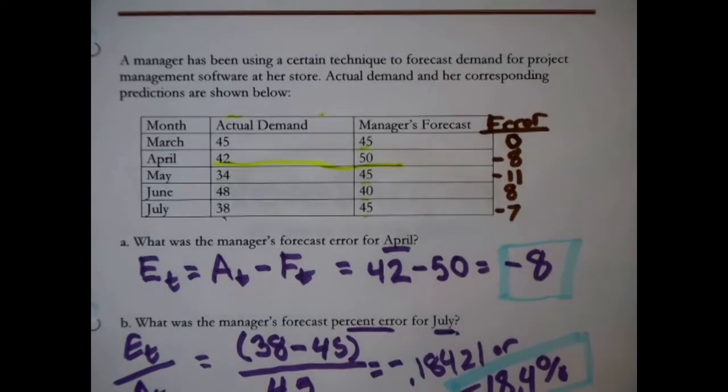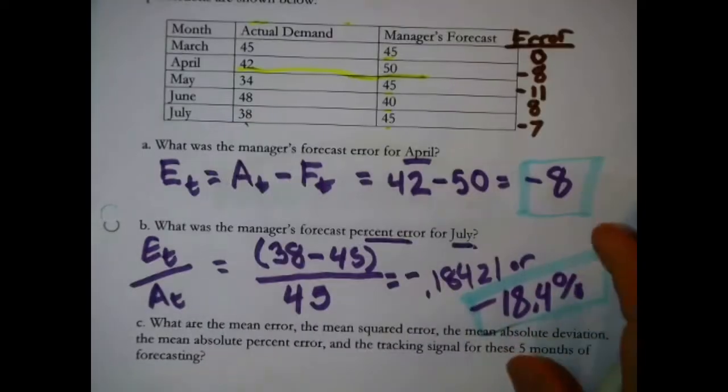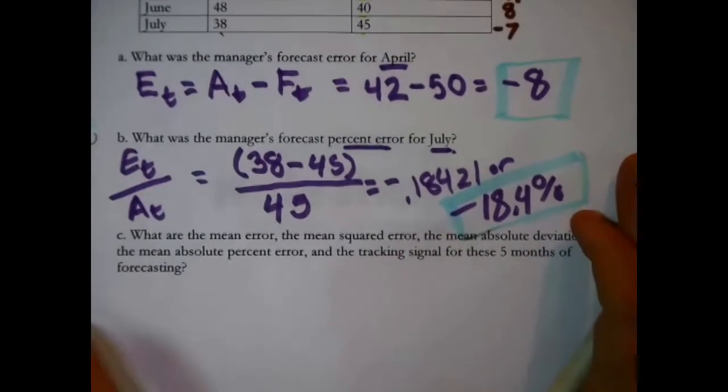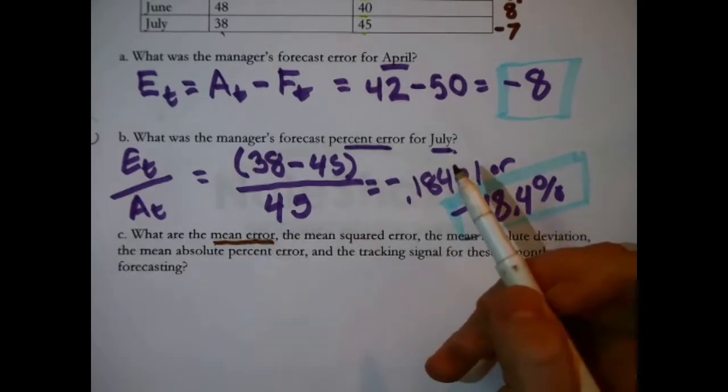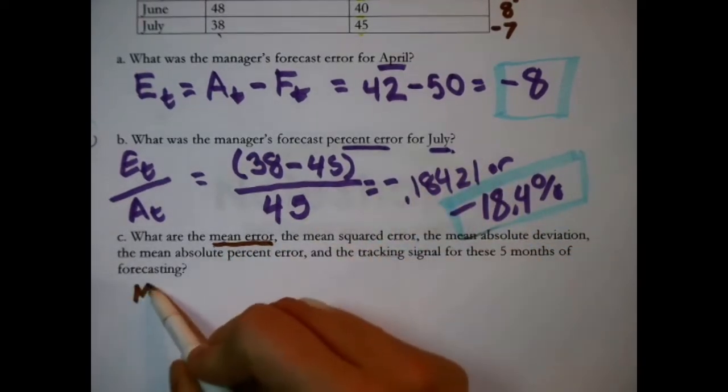All right, now, why did I say that we need that? Because down here, one of the first things that's asked is mean error. And mean error is just the average of those. I'm going to write ME for short.